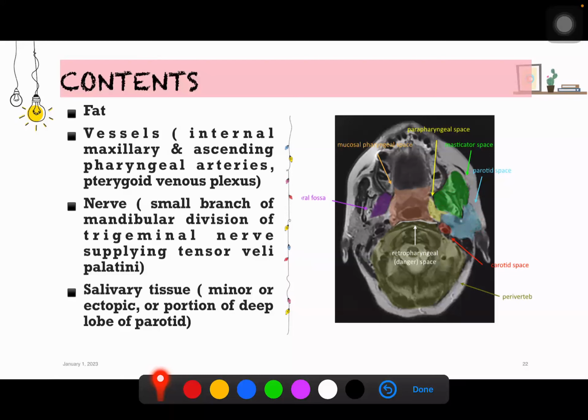Regarding the content, it contains mainly fat, so it is hyperintense on both T1 and T2 images. It also contains a branch from the maxillary and ascending pharyngeal arteries, the pterygoid venous plexus, and nerves. Salivary tissue may also be present within the space, which may be either a deep portion of the deep lobe of the gland or minor or ectopic salivary tissue.